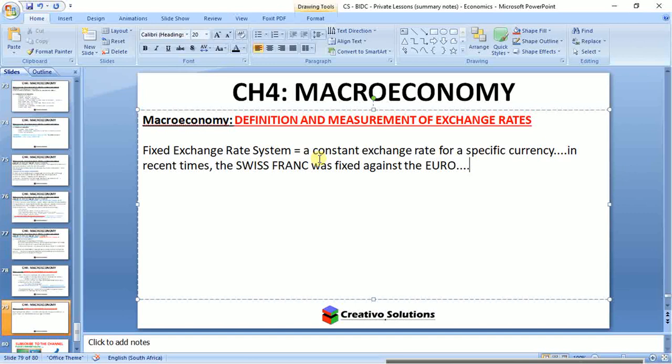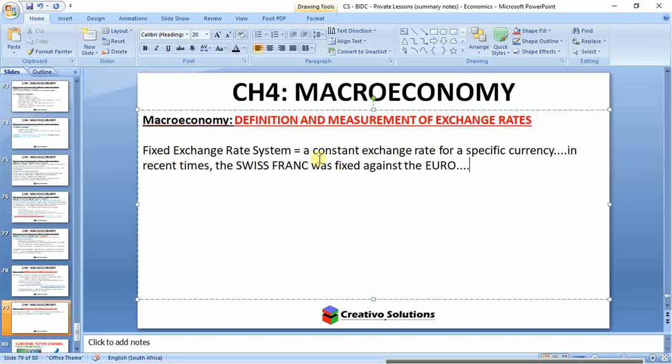Remember you've got fixed, you've got floating. Floating means it can change. Fixed means, well, that's the rate. So if I look at an example, let's say South Africa had to fix the rate of rands against US dollars, and it doesn't change. So whether the US economy does well or doesn't do well, it's always going to be, let's say, 1 rand to 12 US dollars, and it stays at that rate.